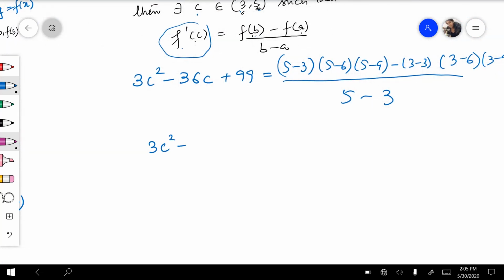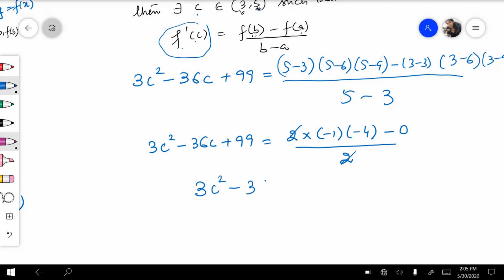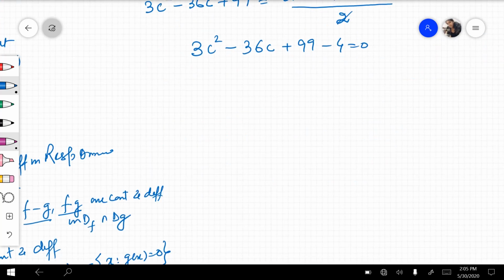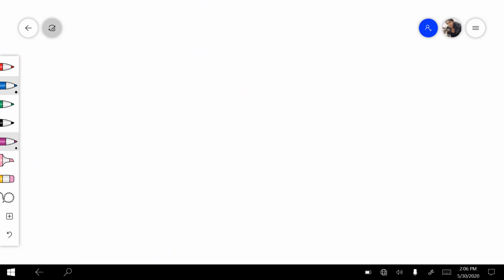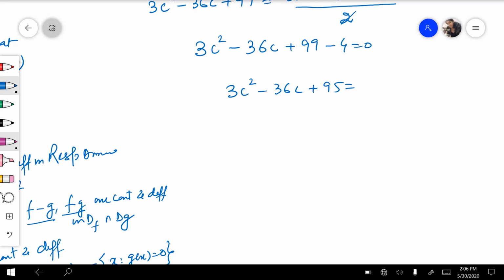Now ये एक्सप्रेशन किसके इक्वल आ गया, 3c square minus 36c plus 99 is equal to 5 minus 3 is 2, 5 minus 6 is minus 1, 5 minus 9 is minus 4, 3 minus 3 is 0, तो whole is 0 divided by 2। ये 2 और ये 2 कैंसिल, 4 जब लेफ्ट हैंड साइड पे आएगा तो आपके पास क्या आ जाए, 3c square minus 36c plus 99 minus 4 equals to 0. 3c square minus 36c plus 95 equals to 0.